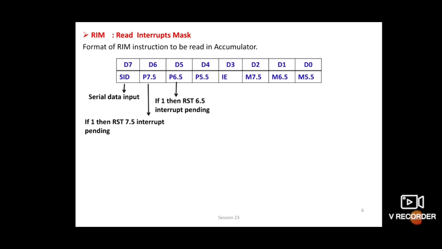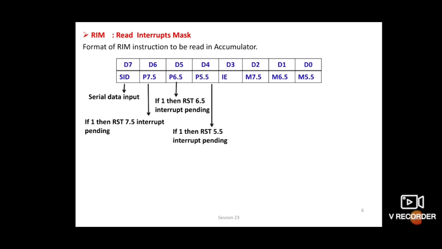Microprocessor accepts only one interrupt at a time. If at a time 3 interrupts are sending, but microprocessor accepts only one interrupt, then the remaining 2 interrupts go to pending or waiting state. See, if P7.5 is 1, then interrupt is pending. If P6.5 is 1, then interrupt is pending, and if P5.5 is 1, then interrupt is pending.